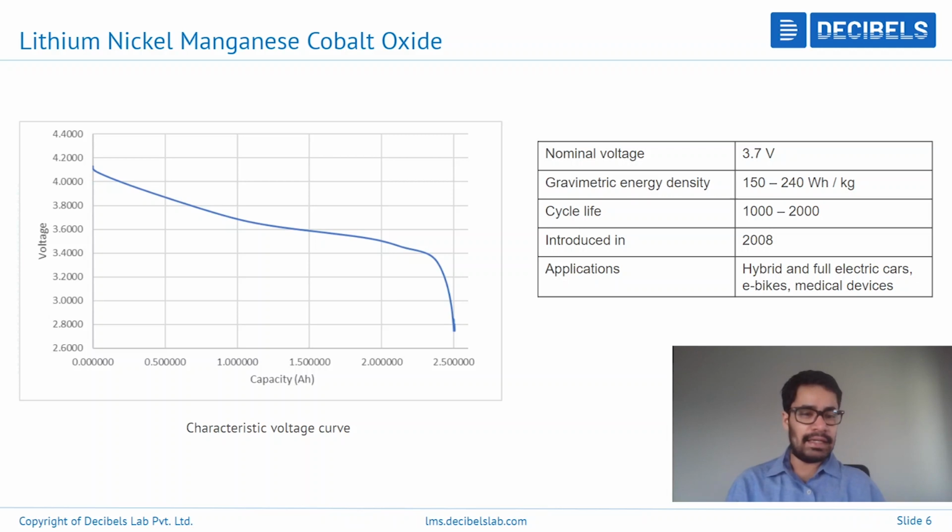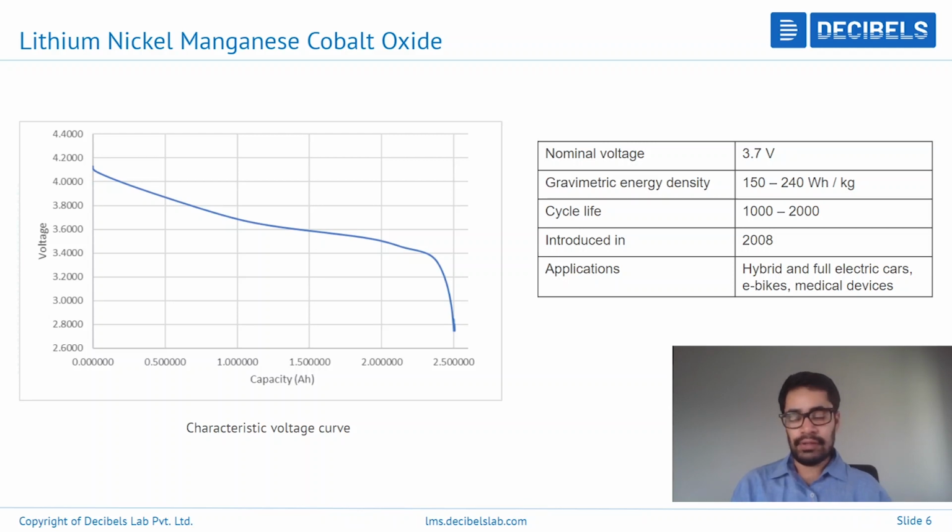Here it has a slight increase in nominal voltage to 3.7 volts and a gravimetric energy very similar to that of NCA type batteries, almost 250 watt hours per kg, and boasts a cycle life of almost 2000 cycles. This was introduced more recently in the market, around 2008, and once again has very prominent usage in today's EV market, from e-bikes to hybrid to full electric vehicles. Even some of today's modern high-performance sports cars use this kind of battery because it can support very high current discharge rates and also supports very high charging rates.